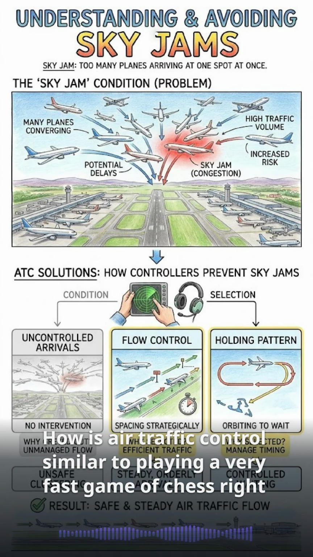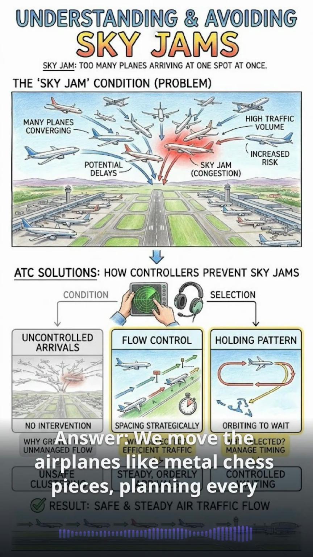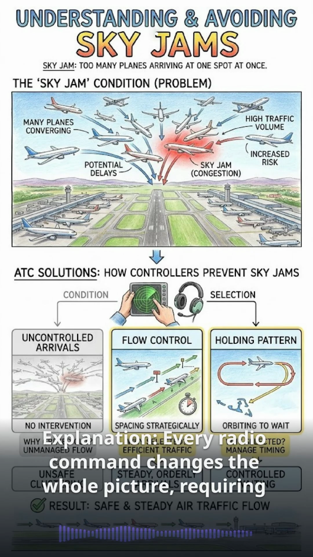92. How is air traffic control similar to playing a very fast game of chess right now? We move the airplanes like metal chess pieces, planning every turn safely across the large board. Every radio command changes the whole picture, requiring very deep thought and fast active brain planning.